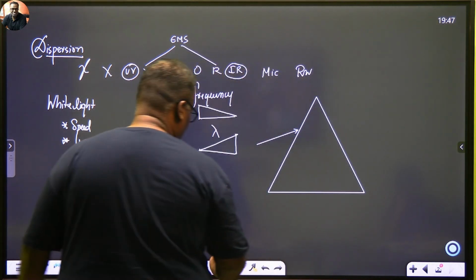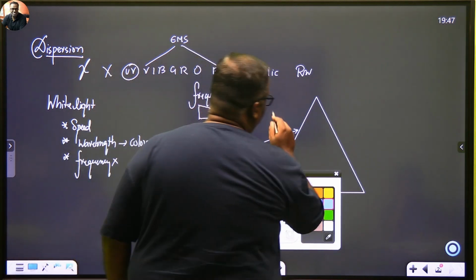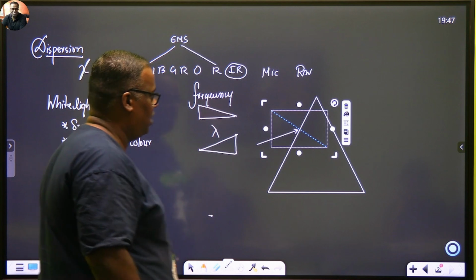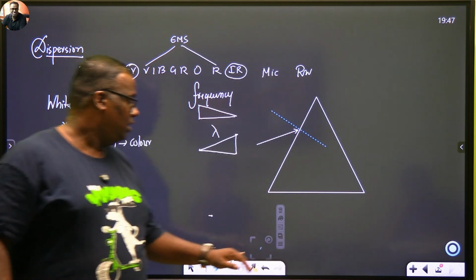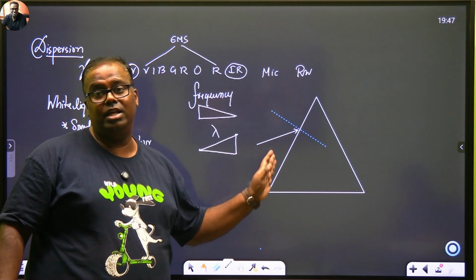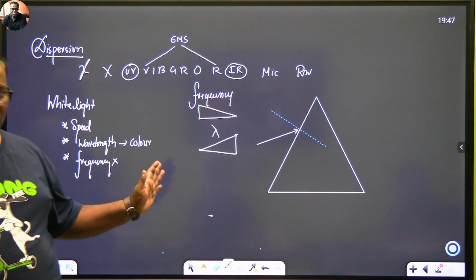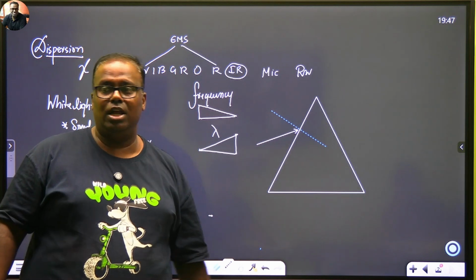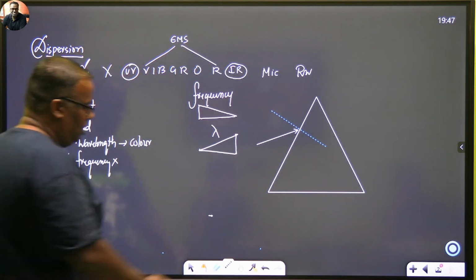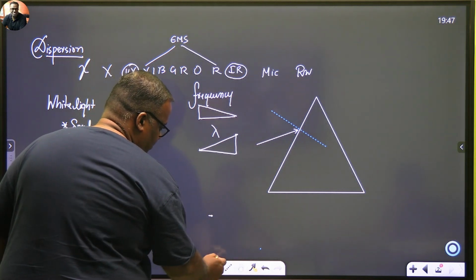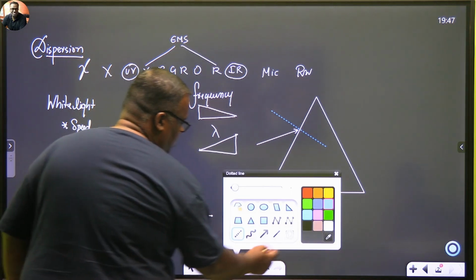Again, Ashmita, all these are very important for you. This is the normal. Now try to imagine. Light is entering from air to glass, rarer to denser. So light's speed will fall and light will bend towards the normal. So let us bend light towards the normal. Okay. So light bends towards the normal.